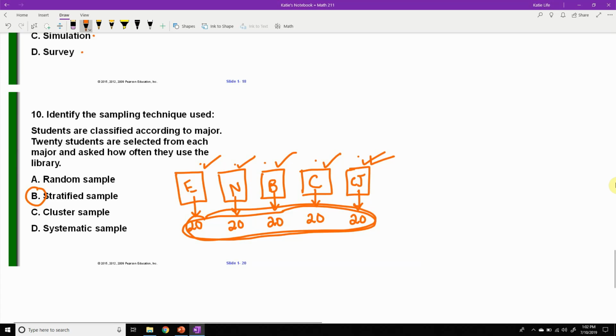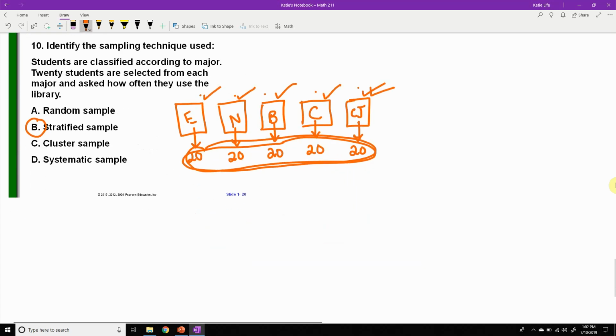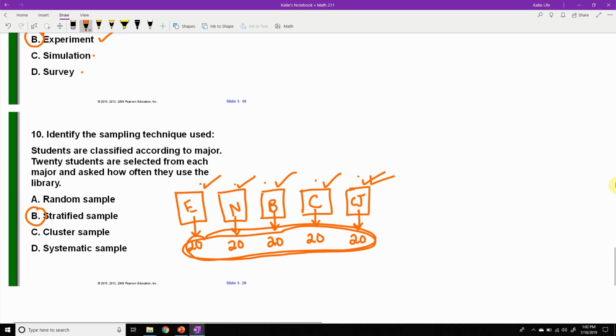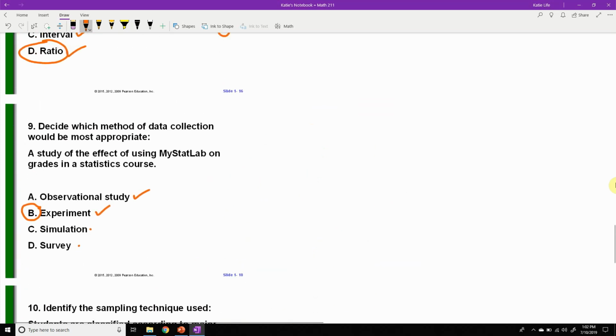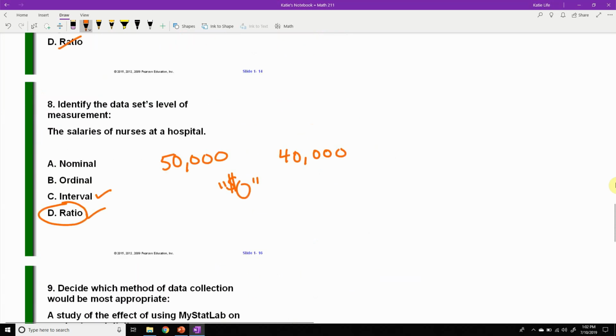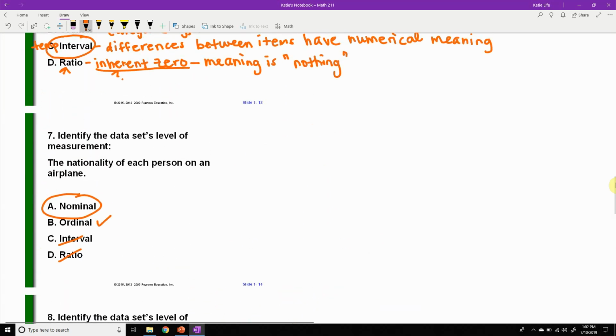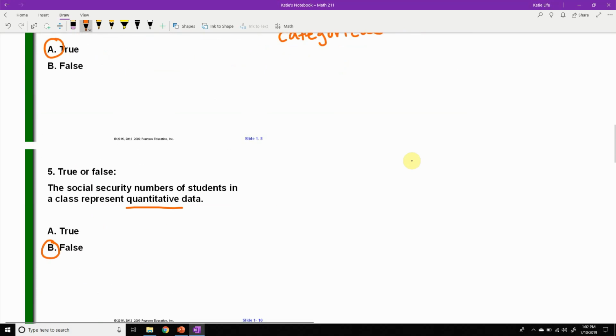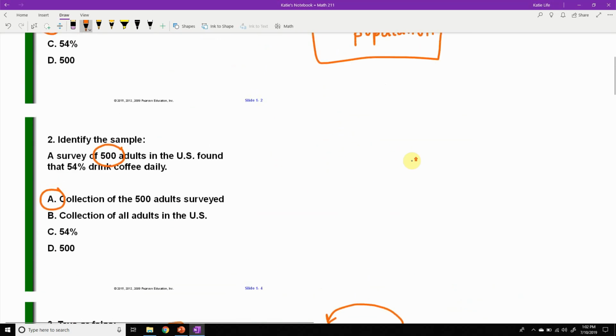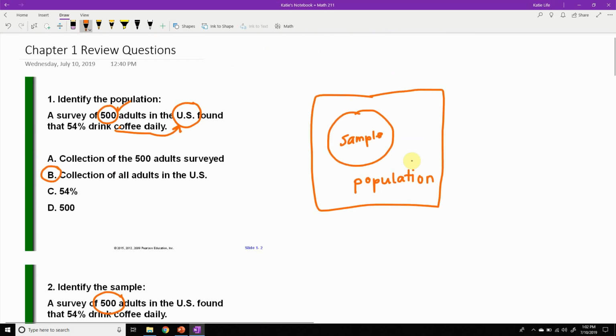So this concludes our review for chapter number 1. Obviously, I didn't cover every single little detail of that chapter, but these are kind of a little sampling of questions of how things will be worded, the types of concepts you'll have to know for your exam. So hopefully that was a good overview for you, and if you have any questions, please let me know.